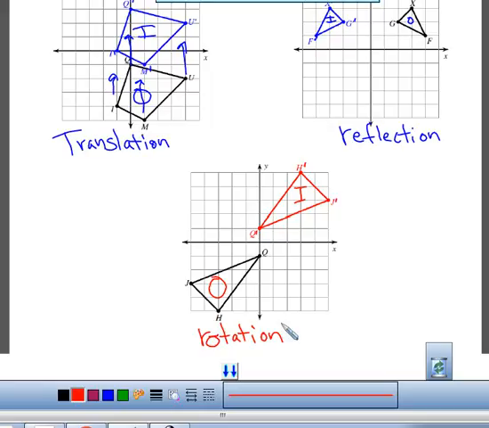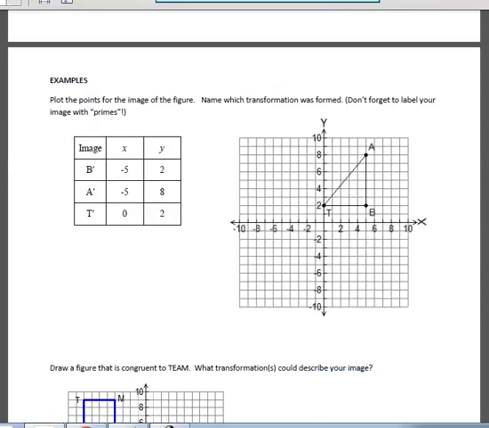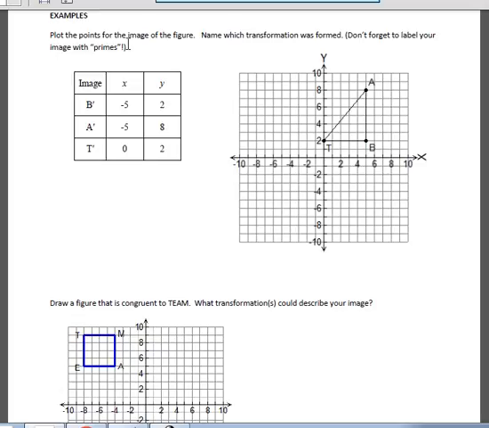Alright, so we have one more example to do over on page 5. We are almost done. Alright, page 5. Plot the points for the image of the figure. Name the transformation. Don't forget to label your image with primes.